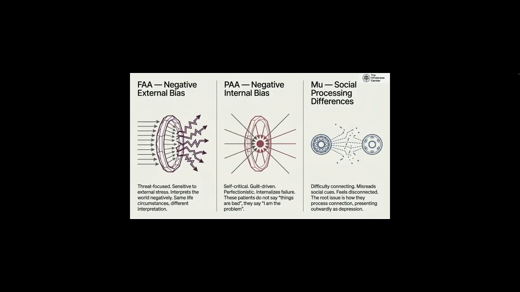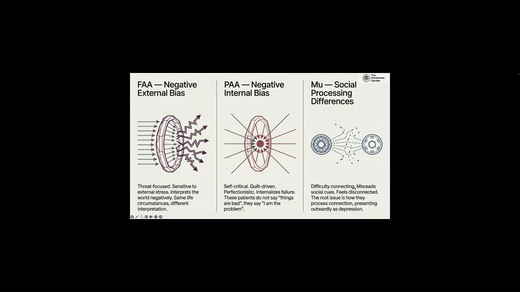It has to do with the mirror neuron system, okay? It's kind of a complicated process, but basically these individuals tend to have trouble in large groups, tend to have trouble picking up on social cues, okay? And when that happens, it can feel disconnected.